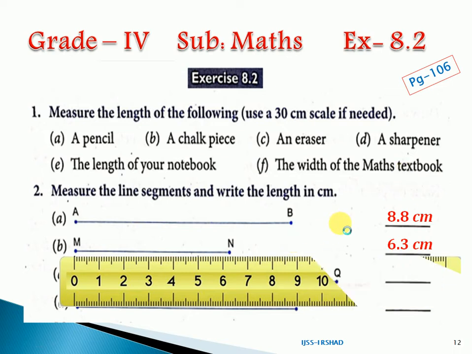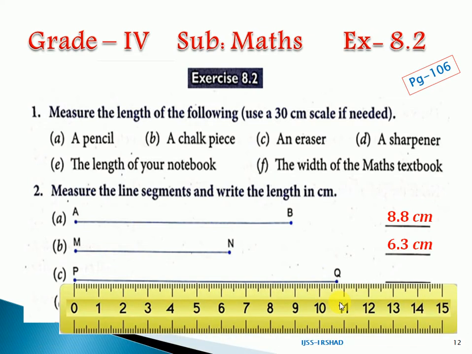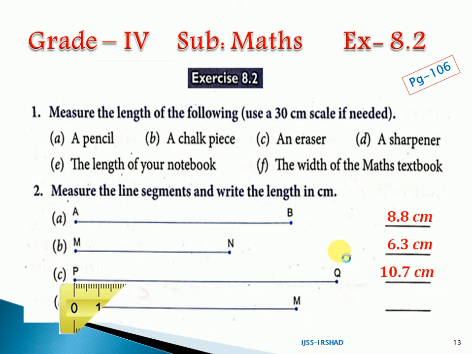Now for C, again we need a scale. Take a scale. Again see, the 0 mark I have kept at P, and the Q mark I have to see where it is situated on the scale. So this scale is showing here 10, this is 10.5, this 10.6, 10.7. So we can say the length of this line is 10.7. So you can write it here 10.7.